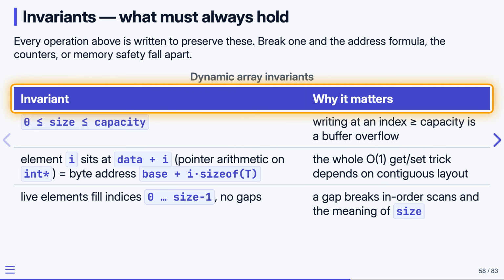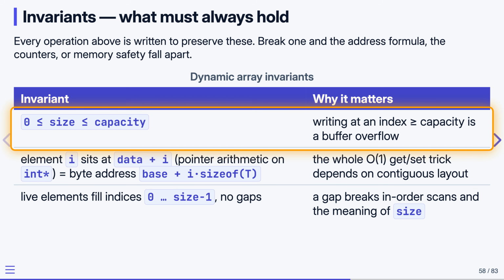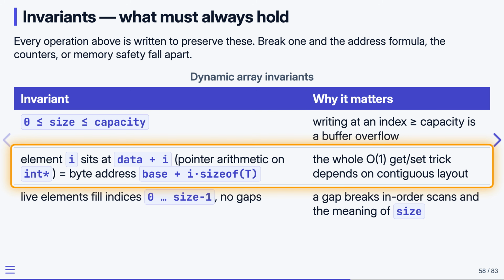Let's walk each one. First rule: 0 is less than or equal to size, and size is less than or equal to capacity. This matters because writing at an index at or above the capacity is a buffer overflow. Second rule: element i sits at data plus i, because data has type pointer to int. Adding i already steps over whole elements. In bytes, that is the base address plus i times the size of one element. Do not multiply by the element size again. The whole big O of 1 get and set trick depends on this contiguous layout.